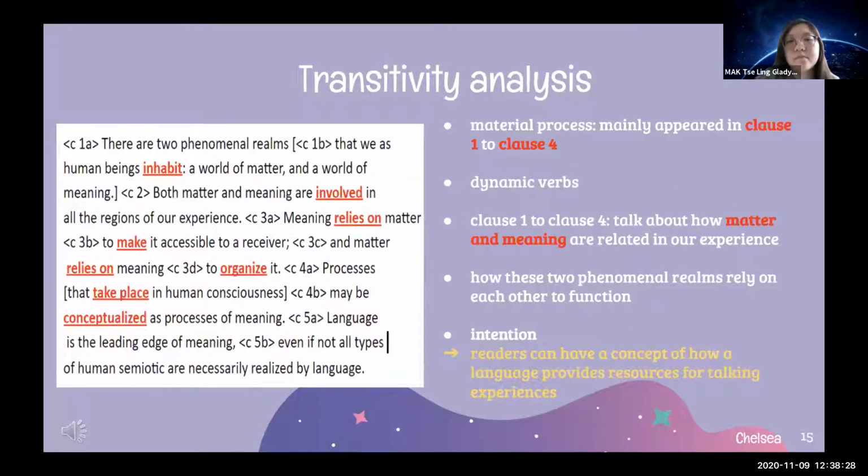Now, let's talk about the pattern of the 2 main processes. By referring to the analysis table, we can see the material process mainly appears in clauses 1 to 4. This type of process includes clauses of doing and happening, so you can see that the verbs are all dynamic verbs. Clauses 1 to 4 talk about how matter and meaning are realized through language systems and how they interact to enable humans to construe experience. Material processes are applied to let the readers have a concept of how language provides resources for us to talk about experience of the world around us, and to communicate our attitudes towards and expectations of those with whom we are interacting.